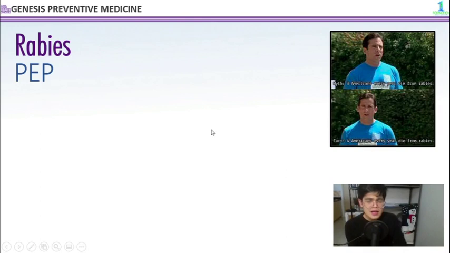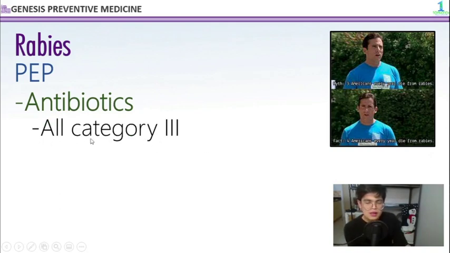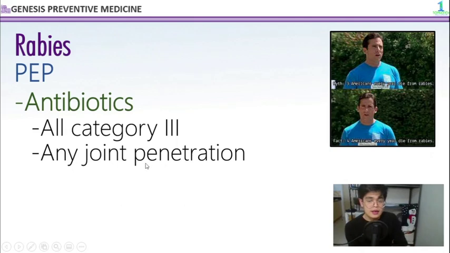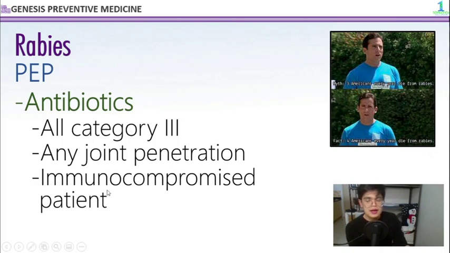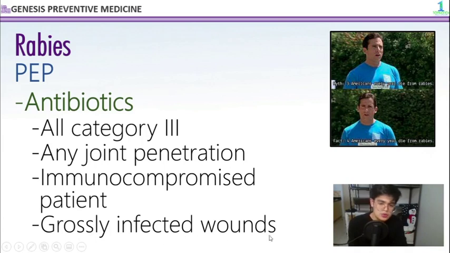Okay, next, under post-exposure prophylaxis, still under wound care, sort of, is antibiotics. So all category 3 bites, as we will discuss later, will require administration of antibiotics, and any joint penetration also warrants antibiotic use. Immunocompromised patients also need antibiotics, and grossly infected wounds also need antibiotics. So remember, obviously, you're not giving the antibiotics for the rabies virus. It's for the superimposed or the potential for bacterial infection.